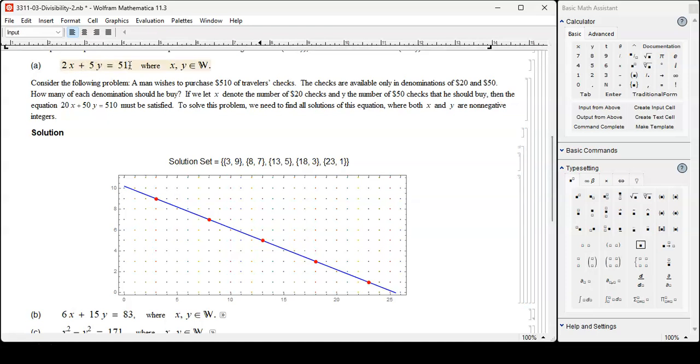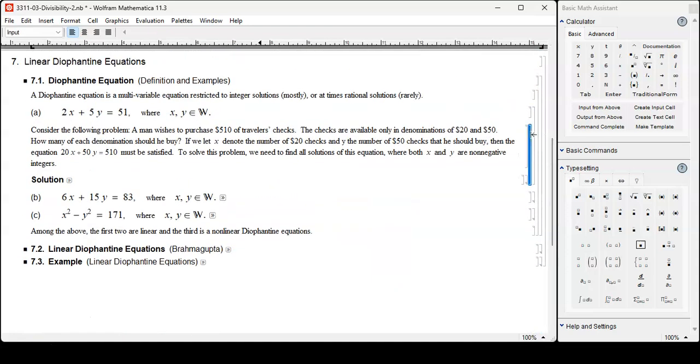2x plus 5y equals 51, or previously 20x plus 50y equals 510, defines a line in the real plane. So there you go, the blue line, and it runs through some lattice points where x is between 0 and 25 and y is between 0 and 10, so the lattice points are all in the first quadrant, and we have 5 solutions like those. This is something you can do by manual checking: 25 times 10, so 250 computations to do. For computers, that's a piece of cake.